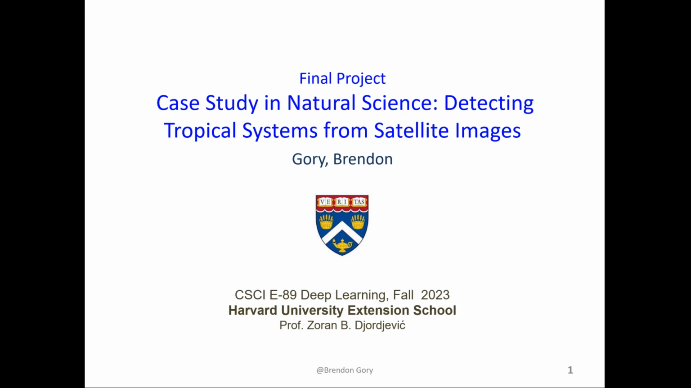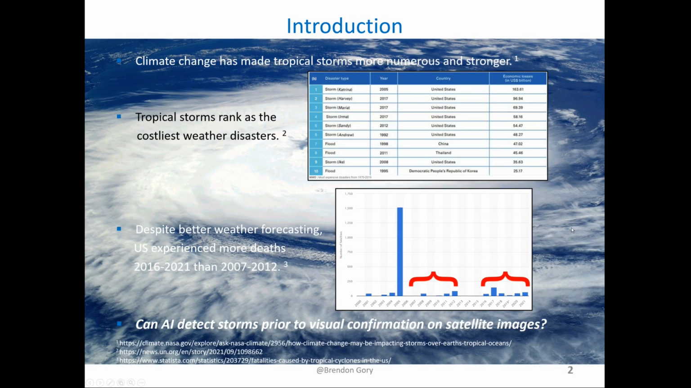Welcome. In this video, we will be using CNN models to predict tropical systems from satellite images. Tropical systems such as tropical depressions, tropical storms, and hurricanes have become more prevalent and stronger over the past few decades. These storms rank as the costliest weather disasters among other weather phenomena such as floods or droughts. And despite better forecasting over the past decades, unfortunately more lives are being lost to these storms.